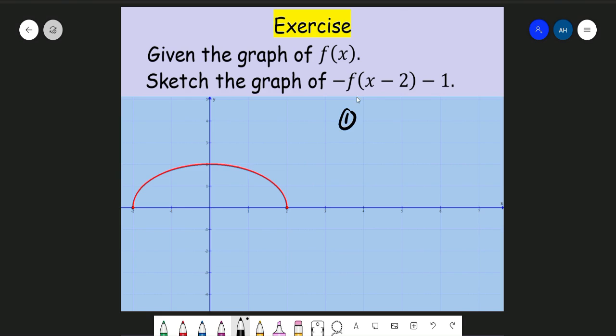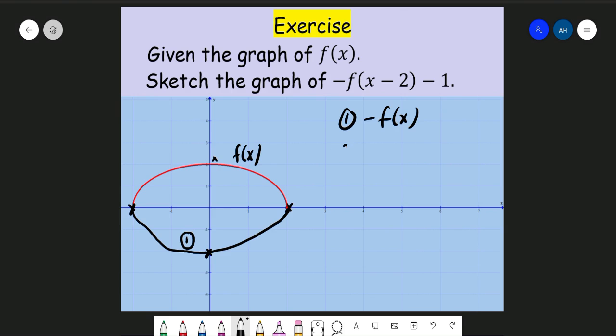Number one, let's do this one first, negative f(x). Now this is f(x), right? If it is negative f(x), we are going to reflect this function about the x-axis. So this will be the same position. Now this point will move to, instead of 0, 2, now become 0, negative 2 down here. So the graph will be this one. This is number one.